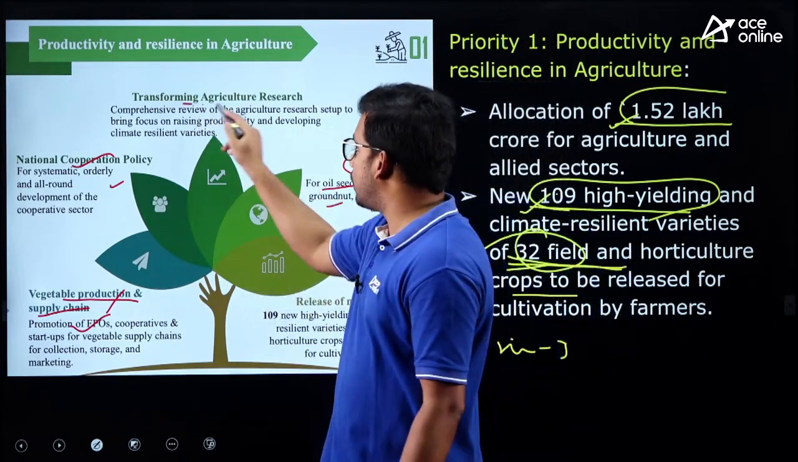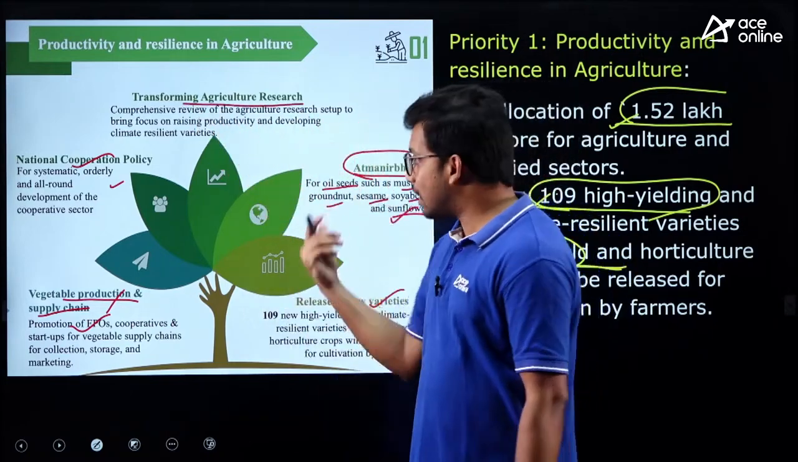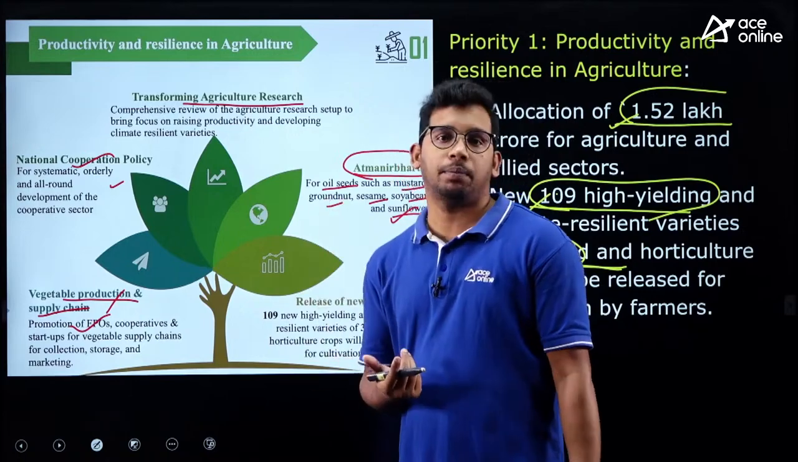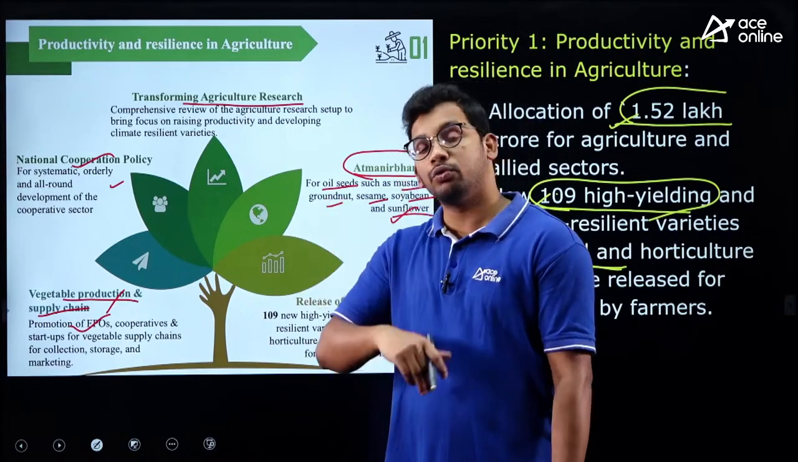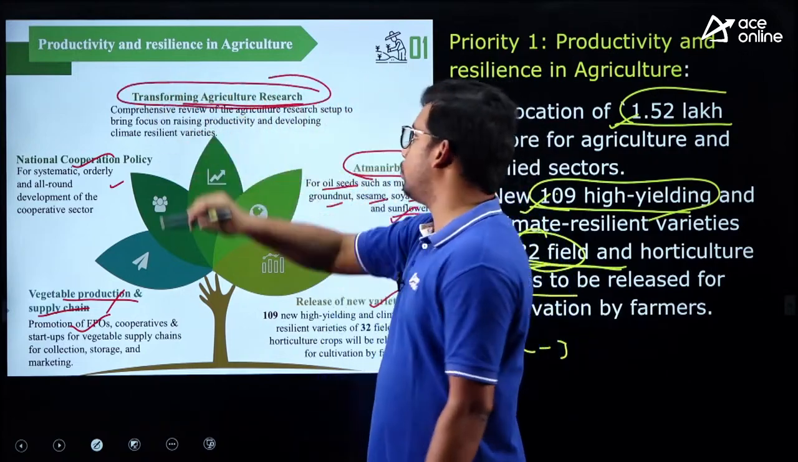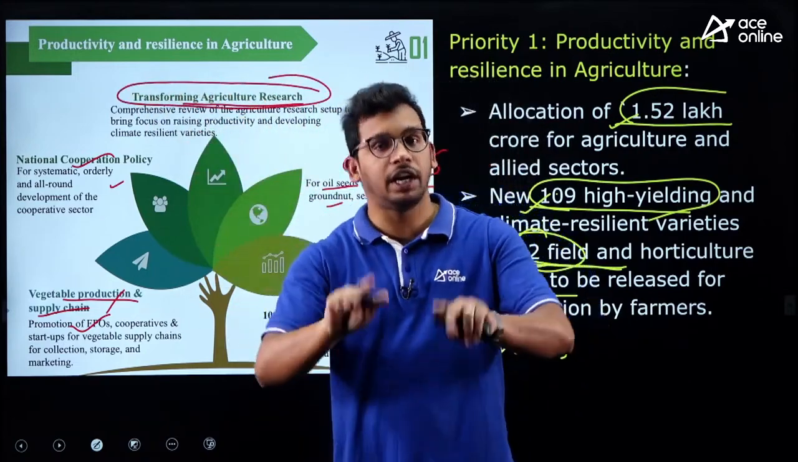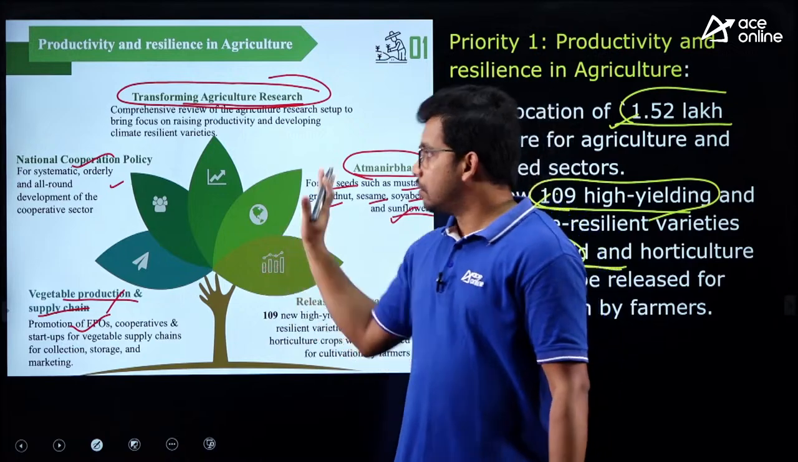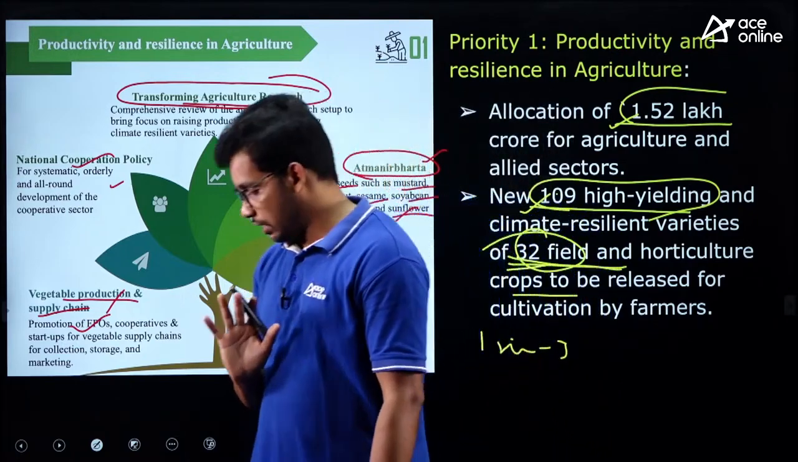Then transforming agriculture research. So in agriculture we want new types of varieties of seeds or new types of pesticides, all those things. For that the government is going to take agriculture research forward within India. So these are some of the focus areas for agriculture. I hope you are following.